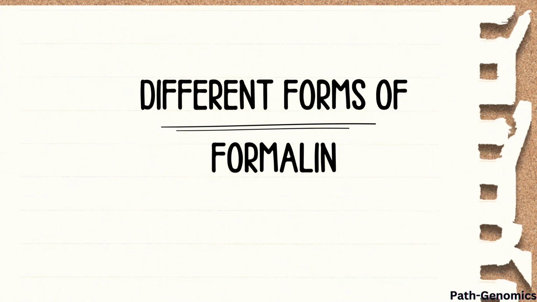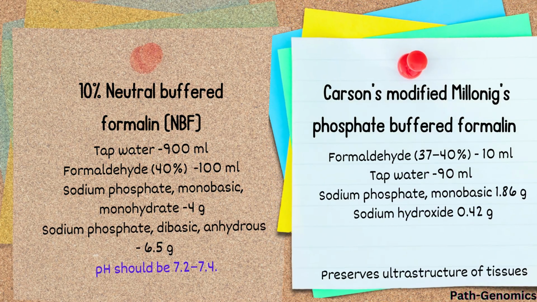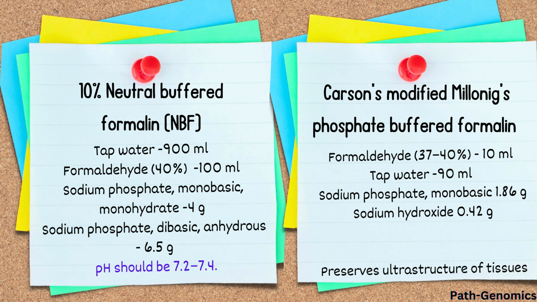Let us now discuss different forms of formalin used in the laboratory. First is the most commonly used 10% neutral buffered formalin, which is prepared by adding 4 grams of sodium phosphate, monobasic, monohydrate and 6 grams of sodium phosphate, dibasic, anhydrous to 10% formalin at a pH of 7.2 to 7.4. Carson's modified Millonig's phosphate buffered formalin preserves the ultrastructure of tissues. It is prepared by adding 2 grams of sodium phosphate, monobasic and 0.42 grams of sodium hydroxide.